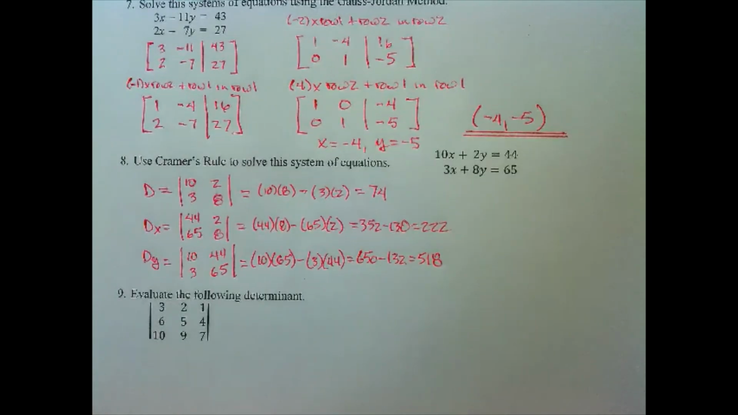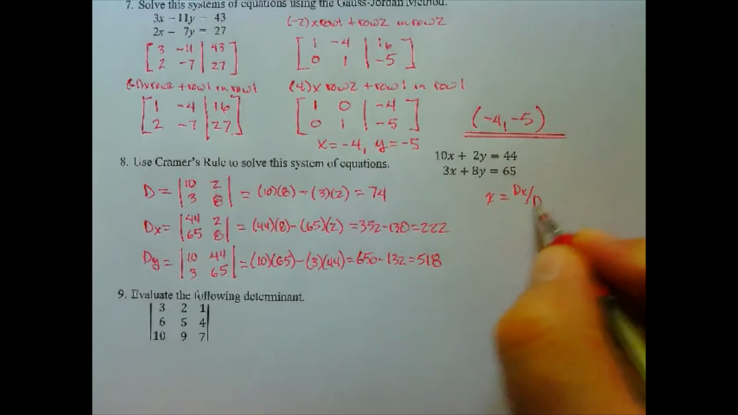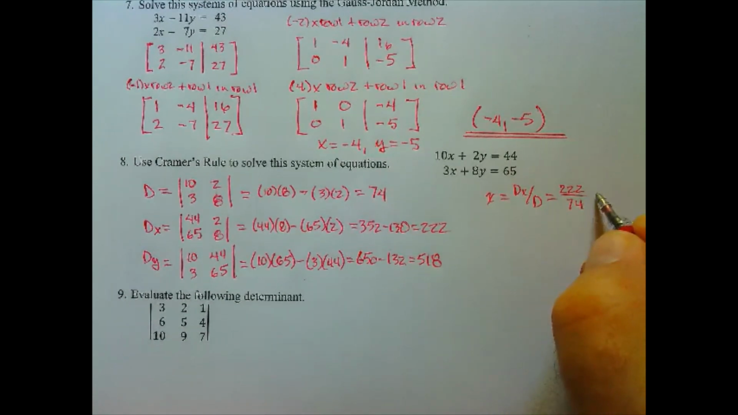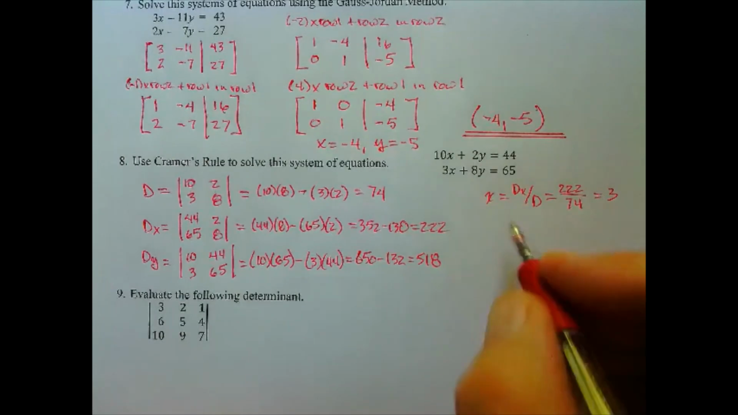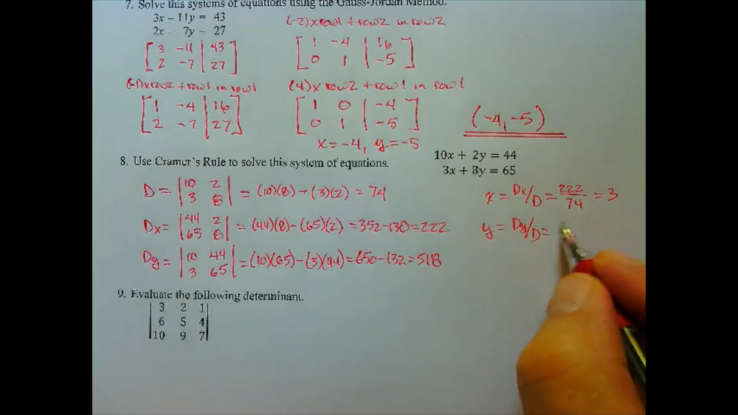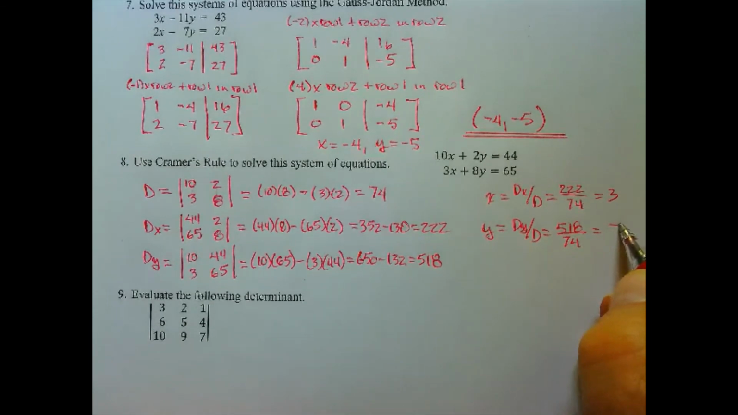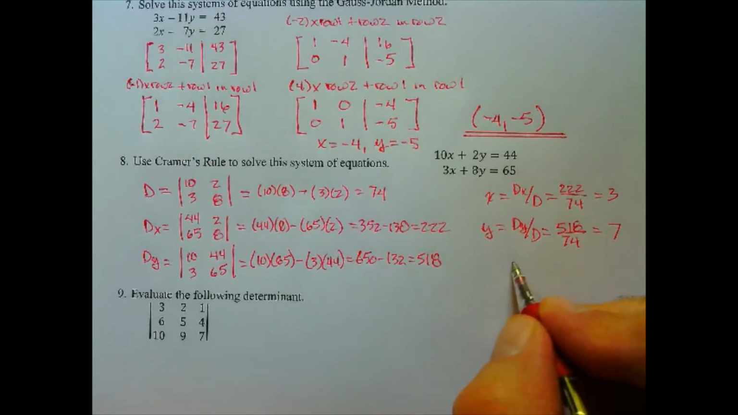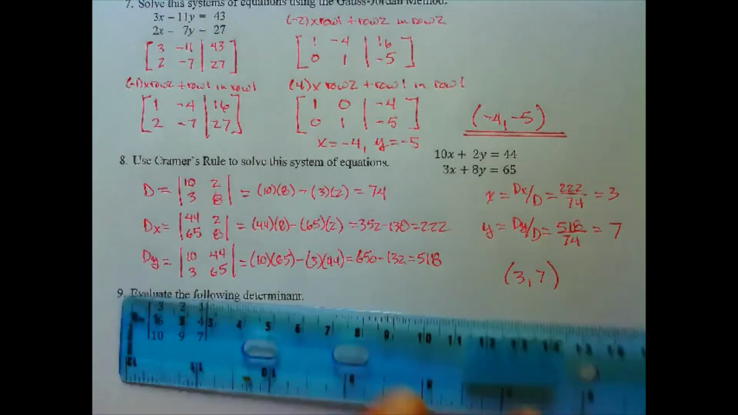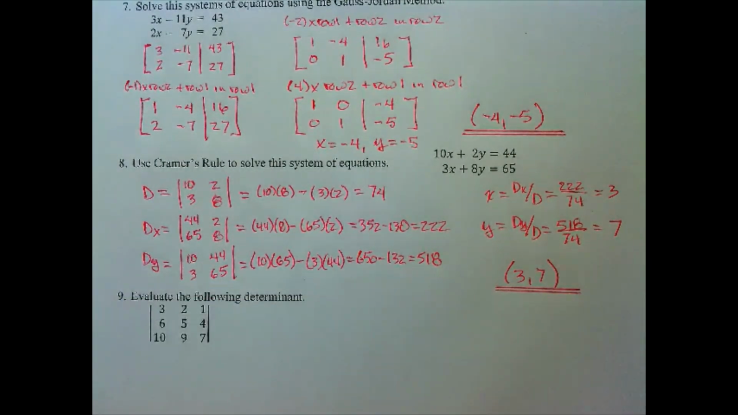Now once I've done those, my x will equal Dx over D, which will be 222 over 74, which it turns out is 3. My y will equal Dy over D, which is 518 over 74, which it turns out is 7. And so my answer is 3, 7. And I have used Cramer's rule to solve this. There's problem 8.